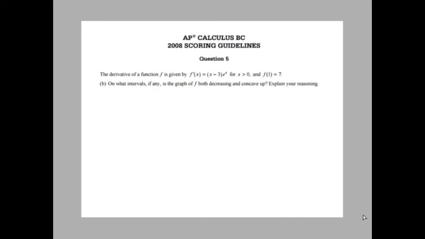Now on to part B. On what intervals, if any, is the graph of f both decreasing and concave up? Explain your reasoning. So we already found out that f is decreasing on the interval from 0 to 3. Decreasing because f prime of x on that interval is negative. So to test for concavity, we take the second derivative. So we'll take the derivative of the first derivative.